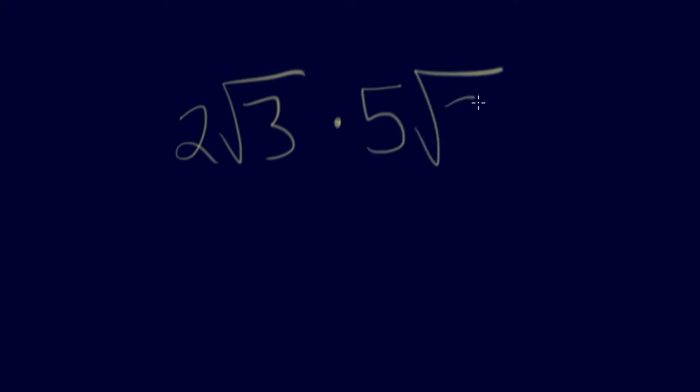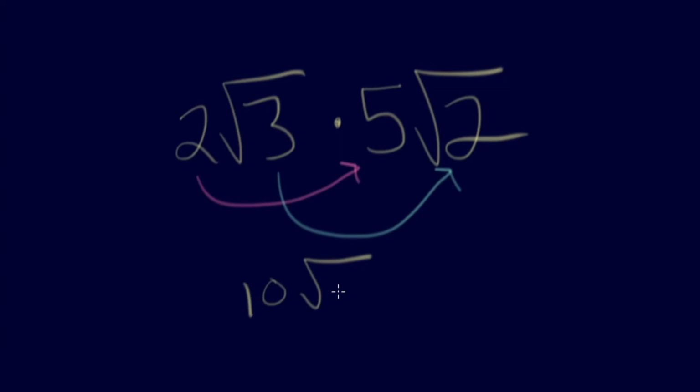Let's jump into some examples. Let's start off with a wonderful 2 root 3. I'm going to multiply that by 5 root 2. So what did we say was going to happen? The 2 is going to multiply by the 5, and the root 3 by the root 2. And that will give us 10 root 6. Okay, another one. Let's keep it rolling. I'm going to do tons of examples today.